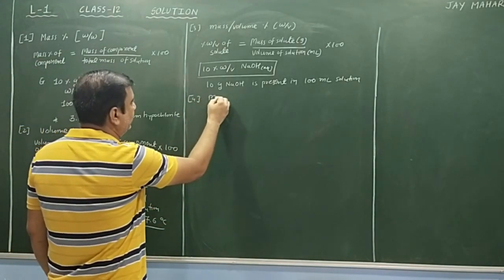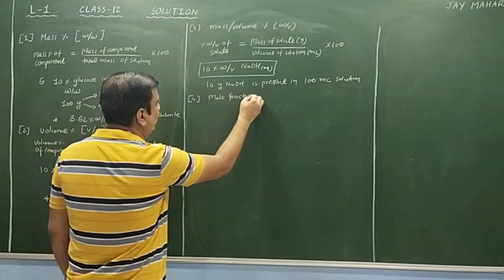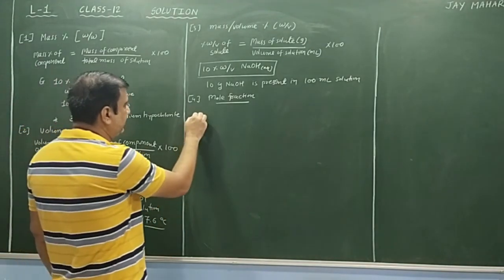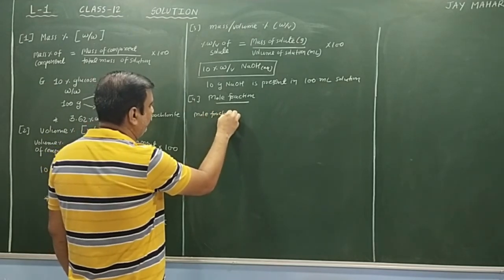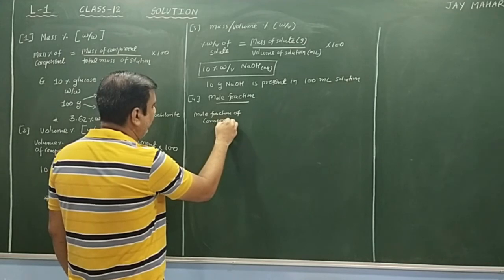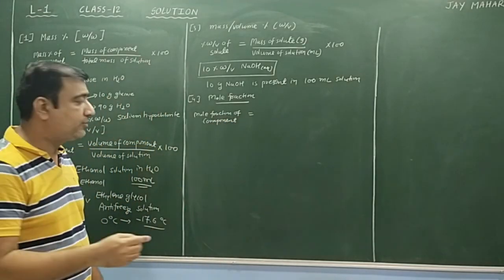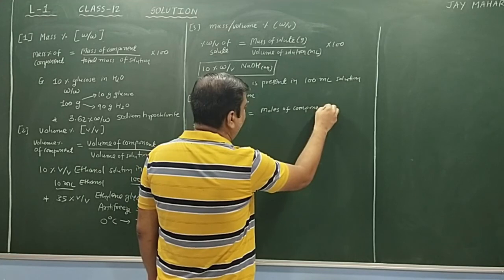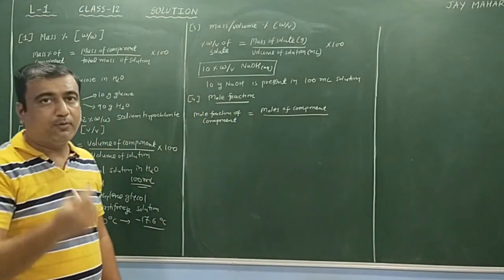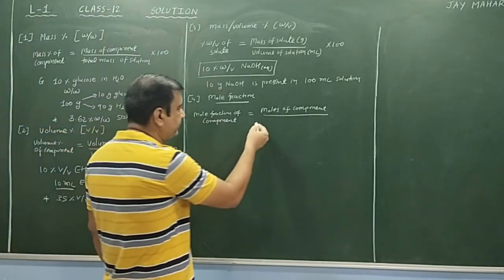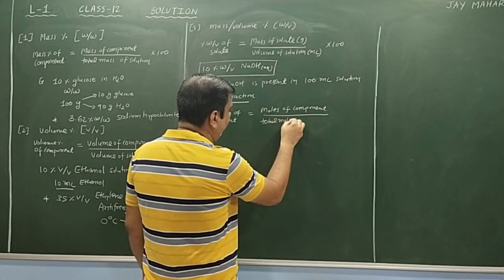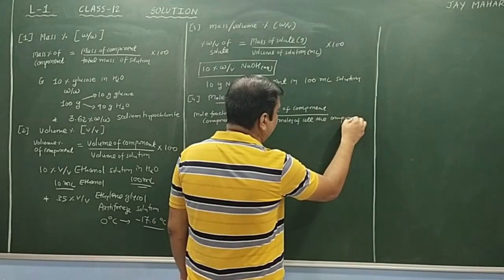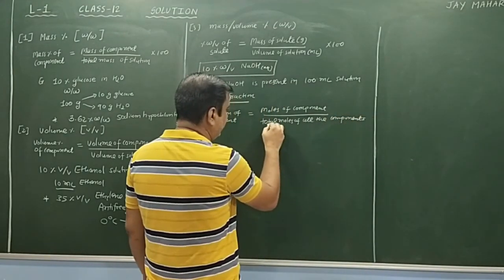Now the fourth one is mole fraction. The mole fraction of a component can be calculated simply: mole fraction of a component equals the moles of that component divided by the total moles of all the components in the solution.